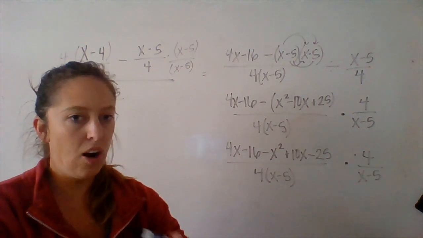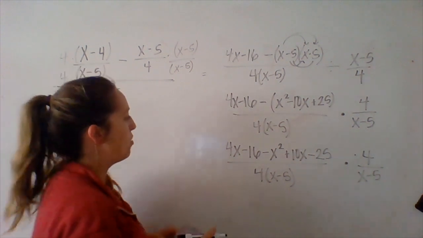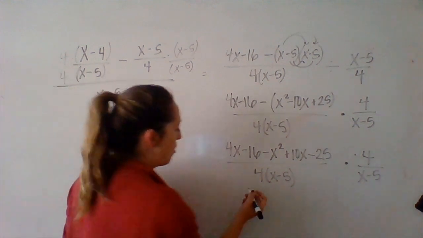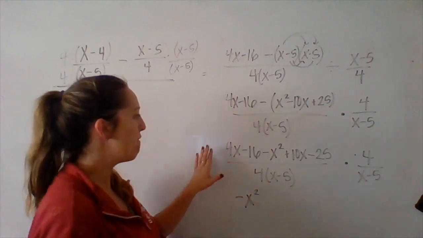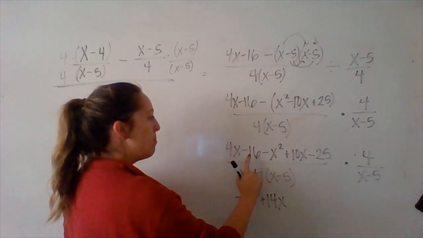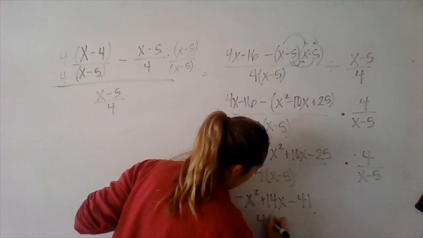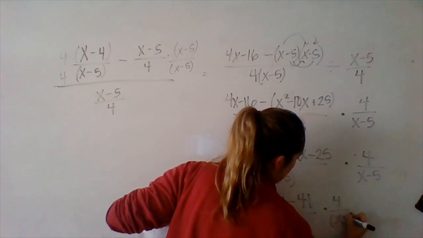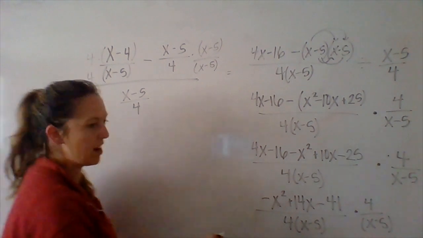Now, in the numerator here, I can combine like terms. I always want to write my term with the largest exponent first. So I want my negative x squared to go in the front. It has nothing to combine with it. Then I have 4x plus 10x is positive 14x. Minus 16 and minus 25 gives me minus 41 over 4 times x minus 5 times 4 over x minus 5. I'm going to move it over here because we're running out of room.